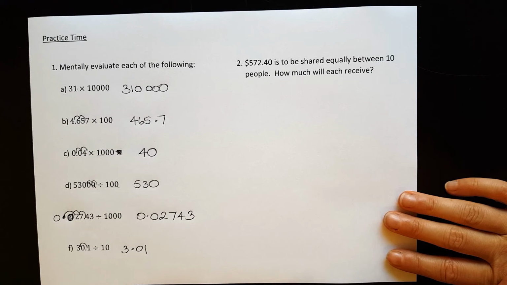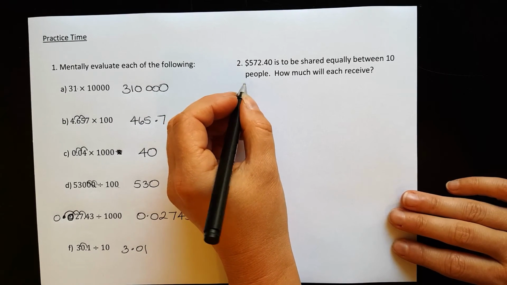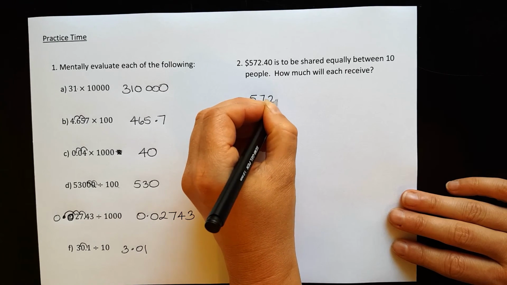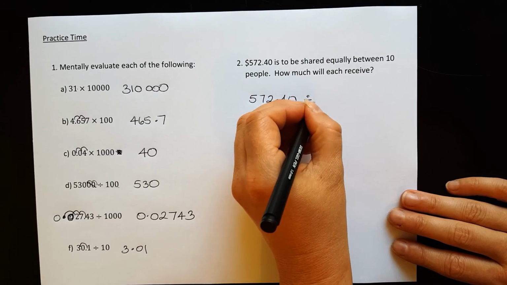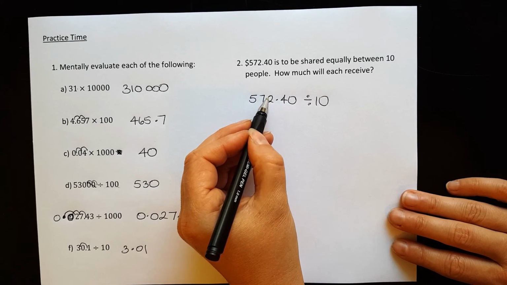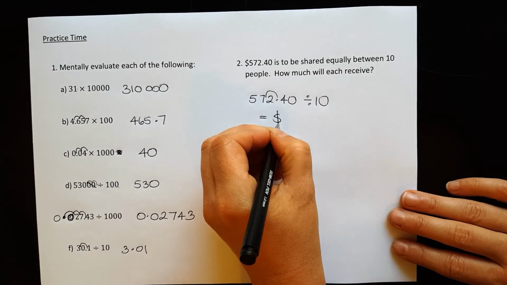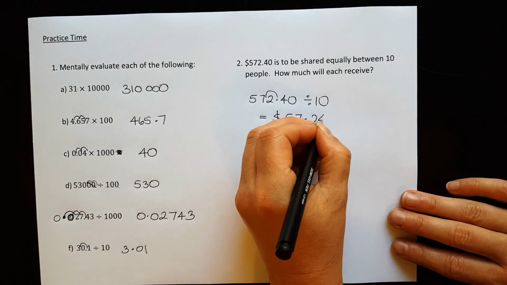And wordy question at the end. $572.40 is to be shared equally between 10 people. How much will each receive? If we are sharing between people, that means we are dividing. So $572.40 is divided by 10 people, which means we need to move the decimal point back one place, back here, making it $57.24.